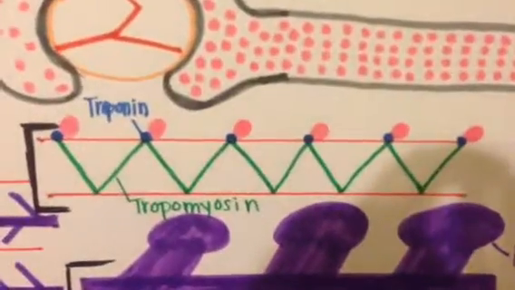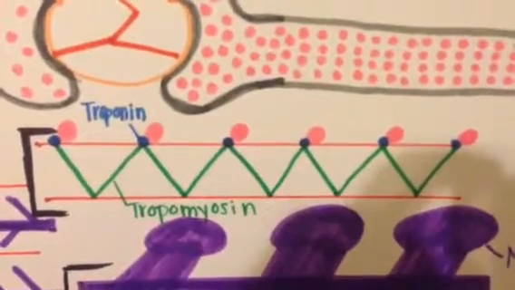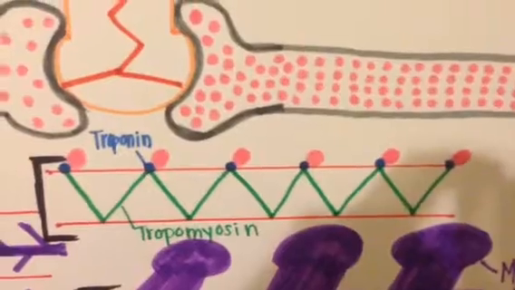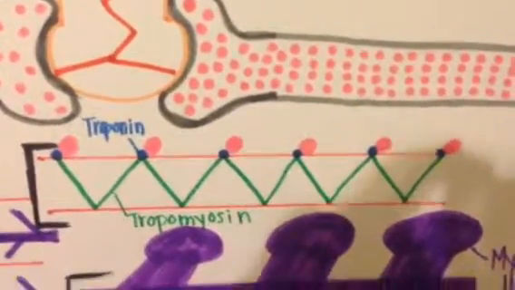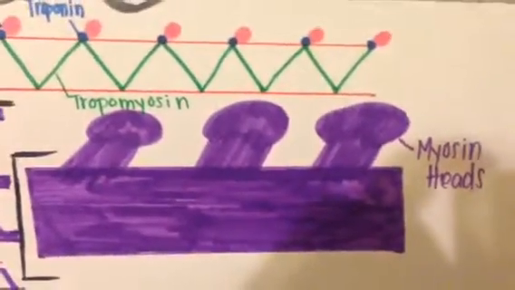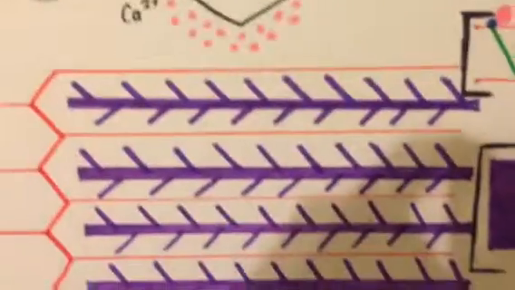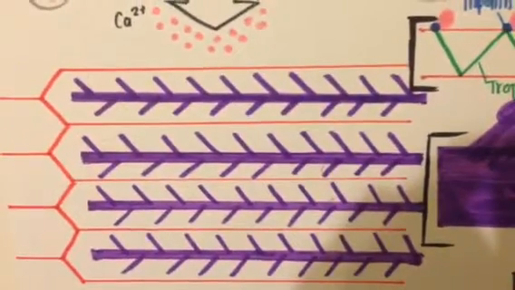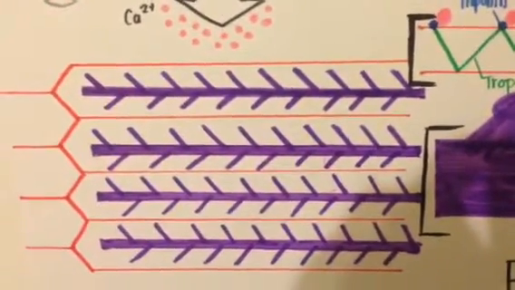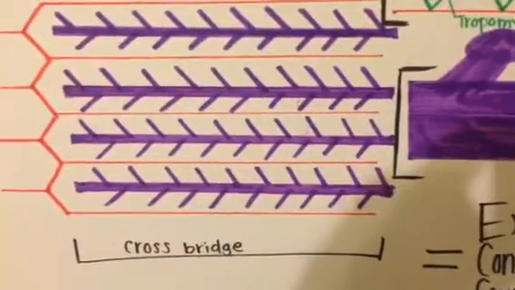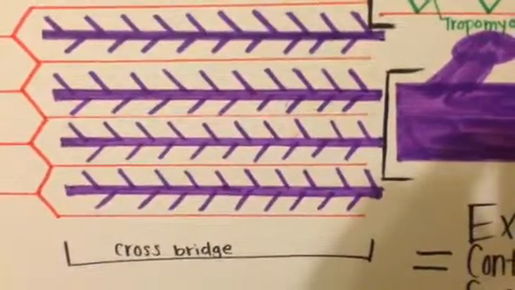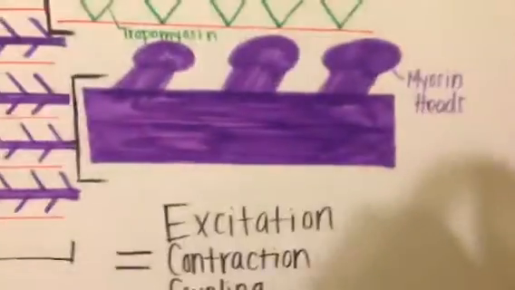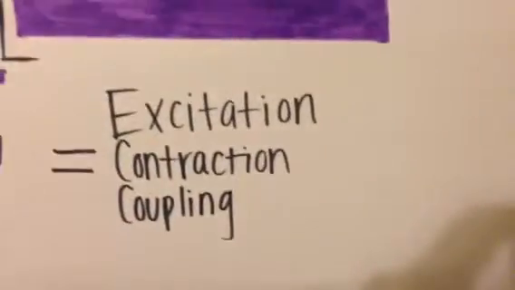The calcium then binds to the troponin, which moves the tropomyosin out of the way. So now the myosin heads can bind to the actin. This forms the cross bridge, which is an overlay of thin and thick filaments. After the cross bridge is formed, the contraction cycle begins. That is excitation contraction coupling.